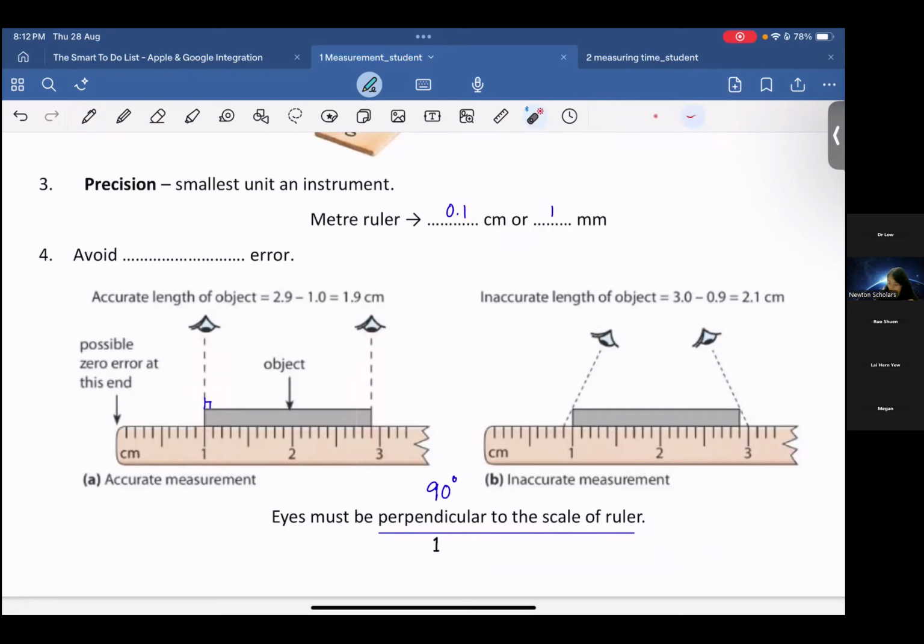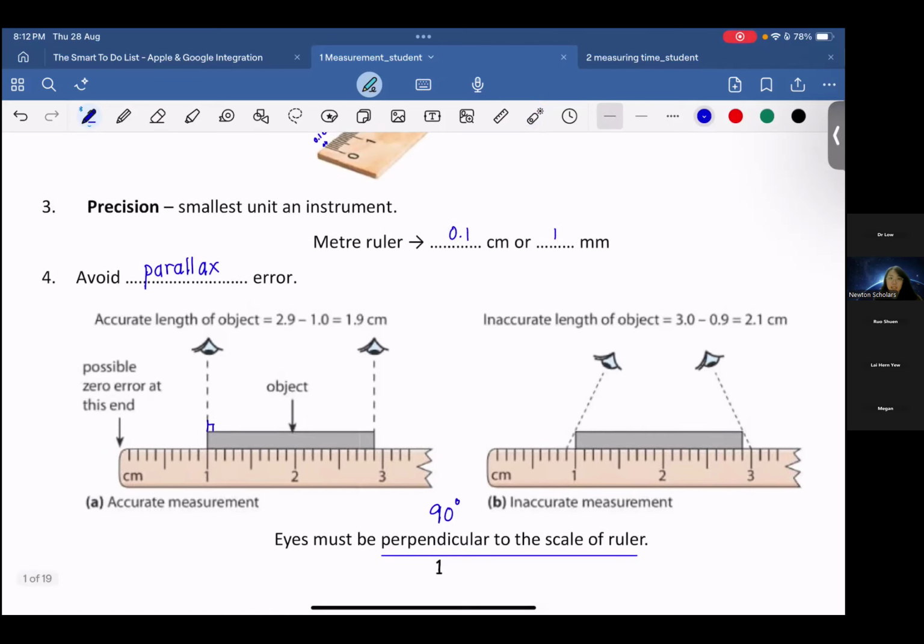Okay, if you are using other positions, from the left, from the right, from some other way, it's not perpendicular, and the reading that you take will be inaccurate. So when we take a reading, please make sure our eyes are perpendicular to the scale to avoid what we call parallax error. Parallax error is the error due to the wrong position of your eyes. That is called parallax error.